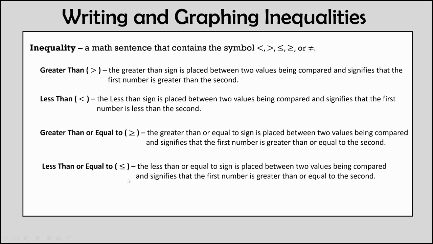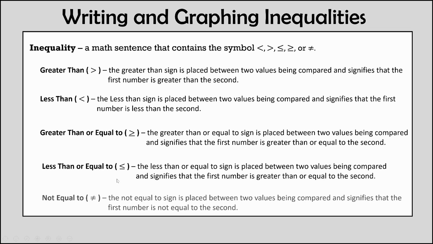Our less than or equal to, again, we're saying the first value is less than the second value, or the two values are equal. And then the not equal to, this just means the left and the right side do not equal the same value. So the first number is not equal to the second.